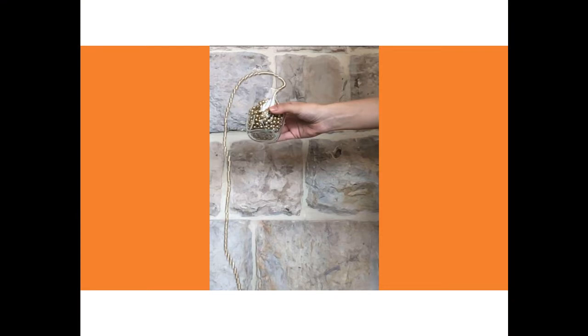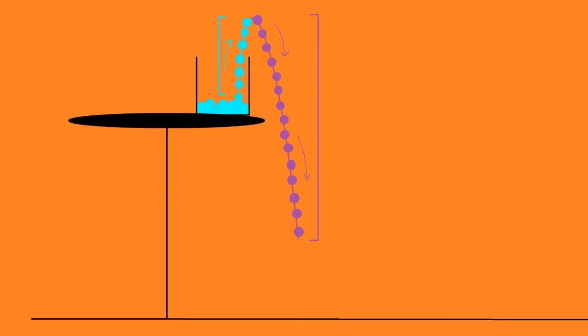As you can see, the chain goes up, then forms a loop, and then goes down below the glass and falls on the floor. So, how can we explain this? First, let's see what causes the chain to go from the glass to the floor. Well, this is due to gravity.